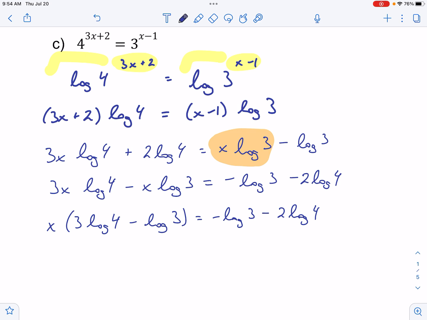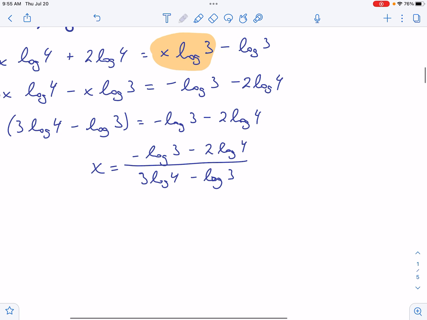And now I'm going to divide everything by this so that I isolate my x. x is equal to negative log 3 minus 2 log 4, all divided by 3 log 4 minus log 3. Again, this is our exact answer. If this is what we were being asked for, you would leave it like this. I know it looks like it's a lot, but this is the most precise answer.